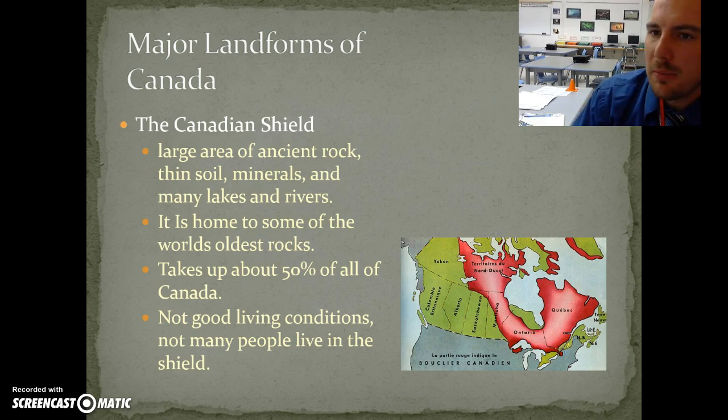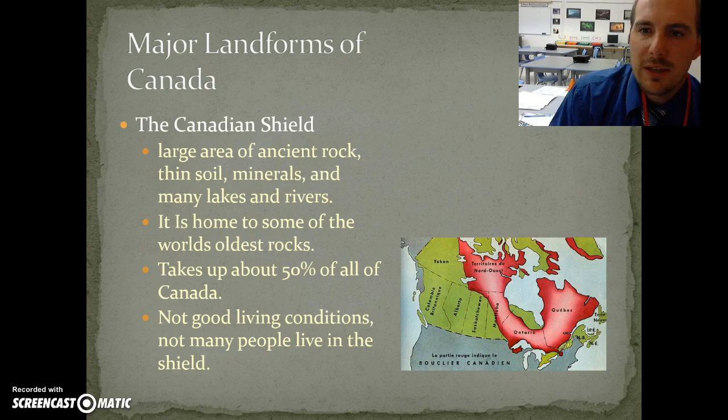The biggest landform, and probably the most important one that we're going to talk about, is the Canadian Shield. It's a large area of ancient rocks, very thin soil, minerals, and a lot of lakes and rivers. Okay, it is home to some of the world's oldest rocks and rock formations. It takes up about 50% of Canada itself. And unfortunately, the Canadian Shield is not a good place to live. Obviously, there's no soil. There's a lot of rocks. It's not really where you're looking to make a home.